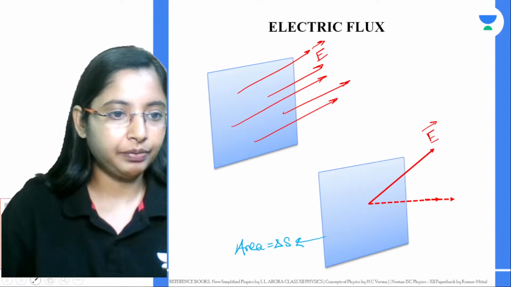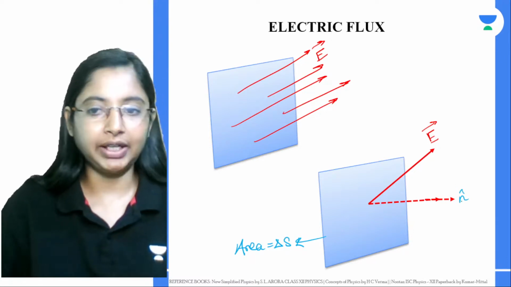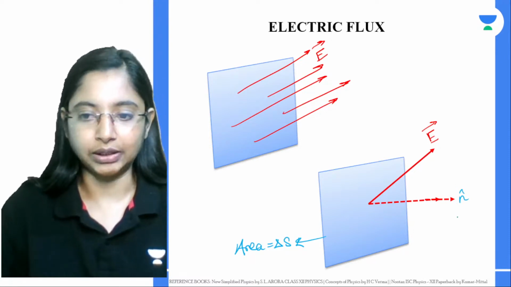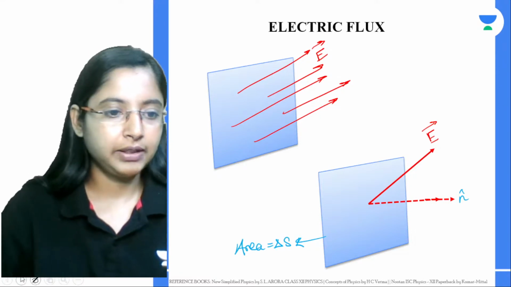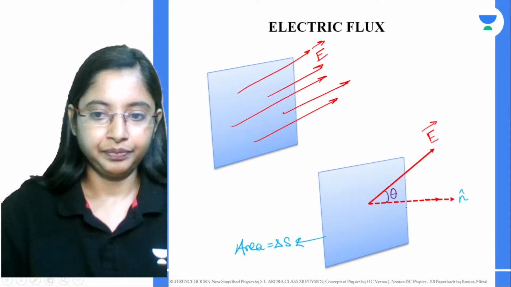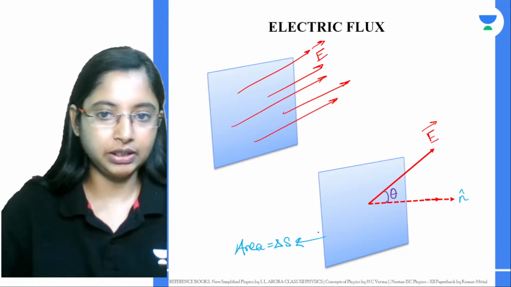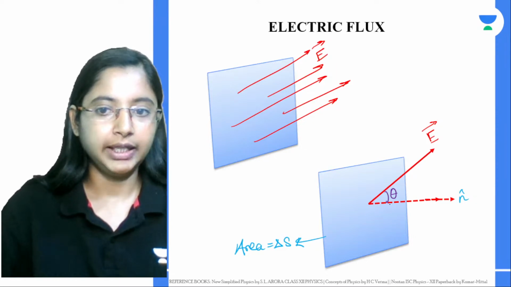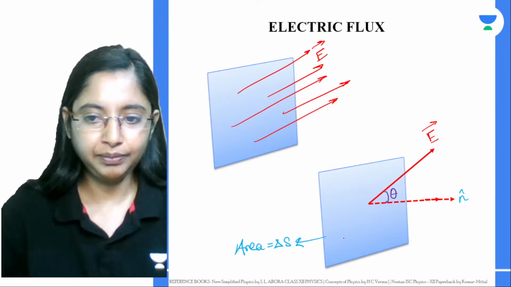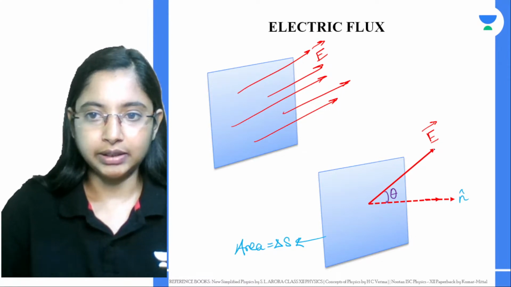This is a unit area vector, you're giving it in terms of the unit vector. Now in this case, this particular electric field with respect to the surface is at an angle of theta. The electric field E with the normal to the surface vector is making an angle theta. So in this case, you can take it as a right angle triangle.